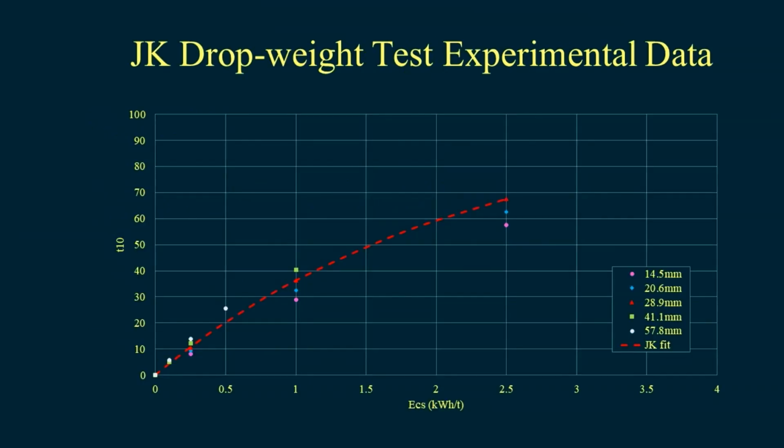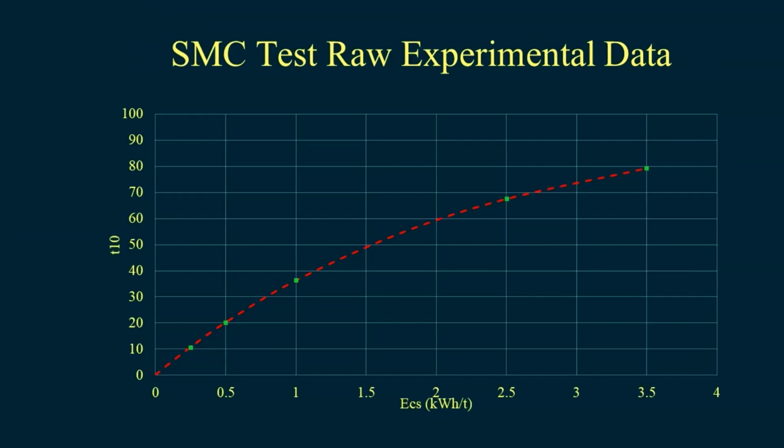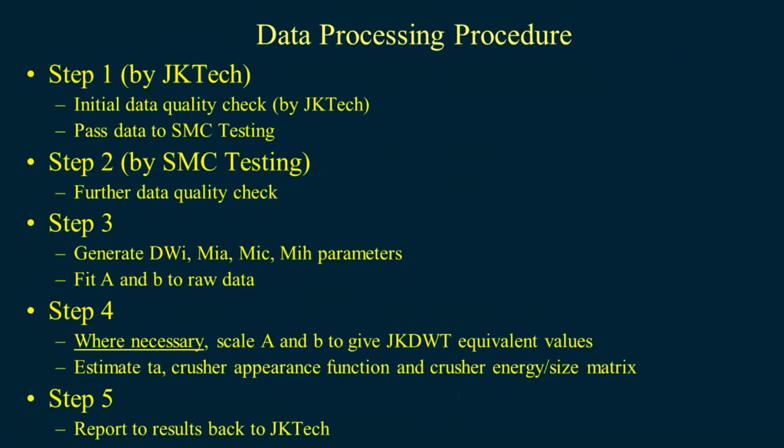To compare the data, if that is a drop weight test, we can see there's the 15 data points. The SMC test only uses 1 size fraction, but it looks at that size fraction in a little bit more detail. It has 5 data points associated with it. So that's the raw data. So the raw data has now gone to JKDWT.